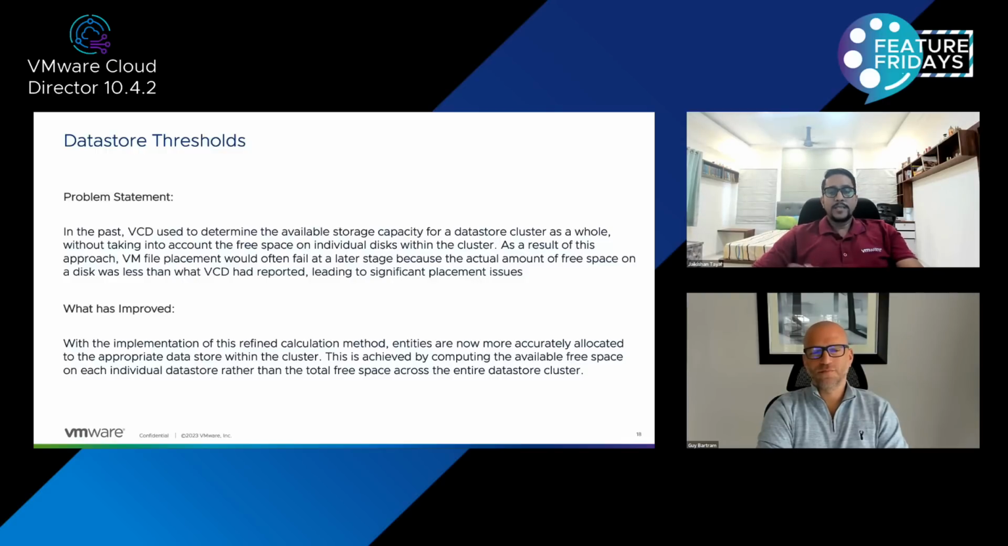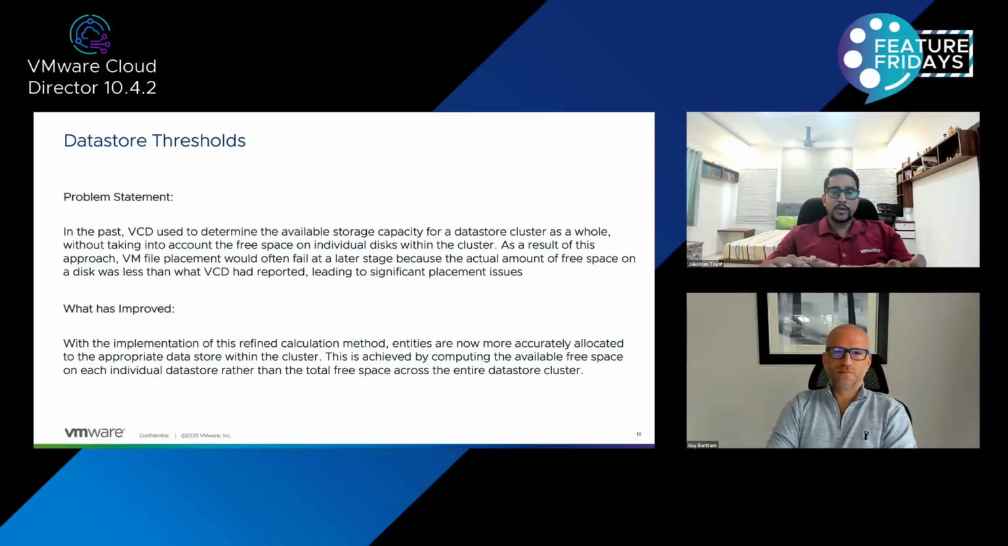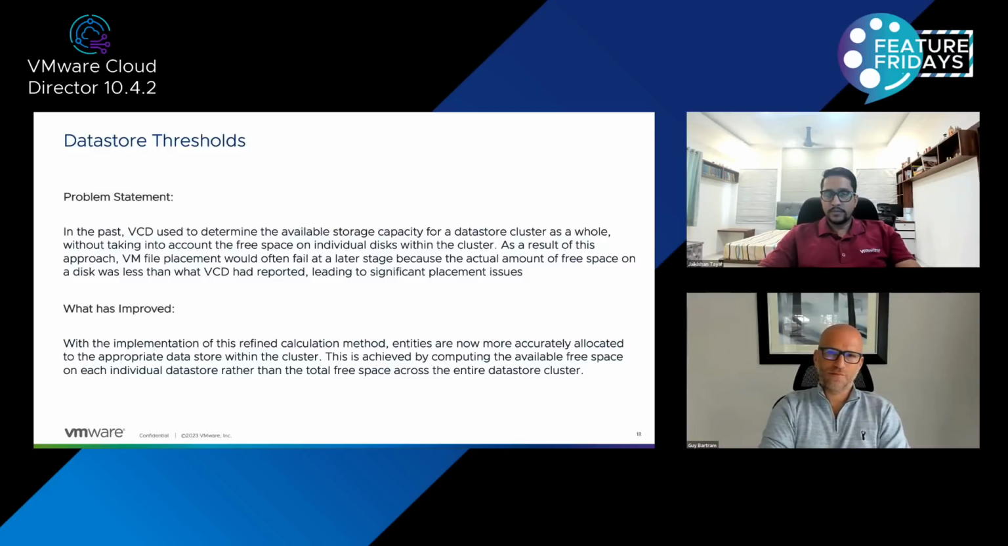So we have enhanced this calculation, wherein from this version onwards, VCD will calculate the free space of the storage policy at the per data store level, not at the storage policy, vCenter cluster, or data store cluster level. So if a data store has 5 GB free, and another data store within the cluster has 10 GB free, depending on the object we are creating and the size of the object, the decision will be taken accordingly. So this is what we have enhanced.